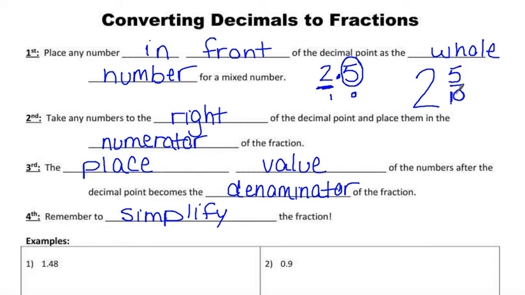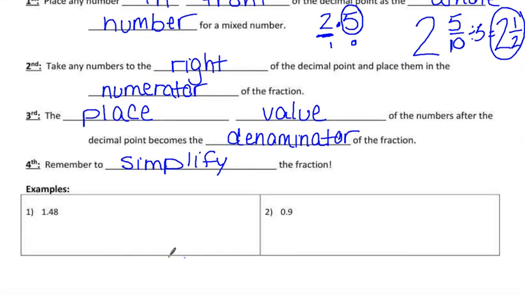And then the last thing that you need to do is simplify the fraction. So 5/10, I can divide that by 5, and I'm left with 2 and 1/2 as my final answer. So if we look at the next 2 examples, let's look at number 1. The whole number is 1, so that will say the whole number of my fraction. The stuff that follows is 48. That becomes the numerator. So you can see 1, technically 0.48, shows up right there.